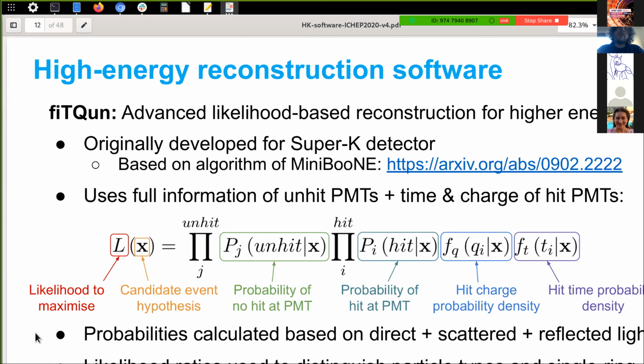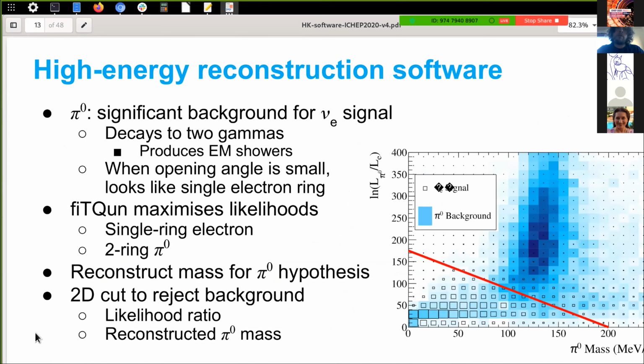An example of this is for the pi-0 background. So this is a background to the electron-neutrino signal used for our oscillation analysis. And the pi-0 can look very similar to an electron because it decays to 2 gammas, which, if the opening angle between those gammas is small, both produce electromagnetic showers, which look very similar to electron rings. And if those rings are overlapping, it can look like a single ring electron event.